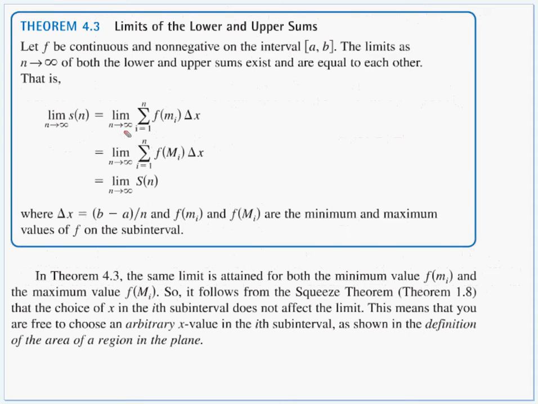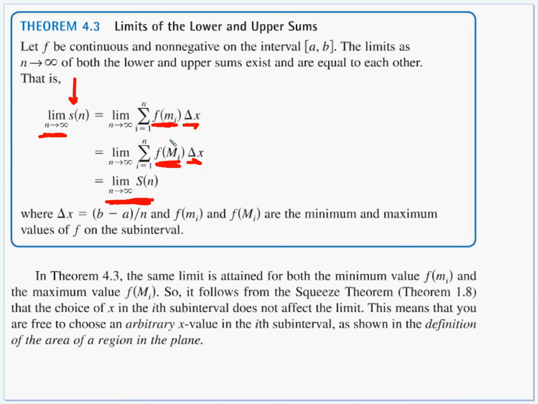All right, and here it is, Theorem 4.3. We let our function f be continuous and non-negative on some closed interval. The limits, as n gets infinitely large, of both the lower and upper sums are equal to each other. So here, this all starts with the limit as n goes to infinity of lowercase s of n, and it's going to end at its being equal to the limit as n goes to infinity of the capital S of n, the upper sums. So the lower sums are equal to this limit, the sum of the mins of the rectangles times delta x, and that's going to give you the exact same answer as if you do the summation of the maxes on each of those rectangles.